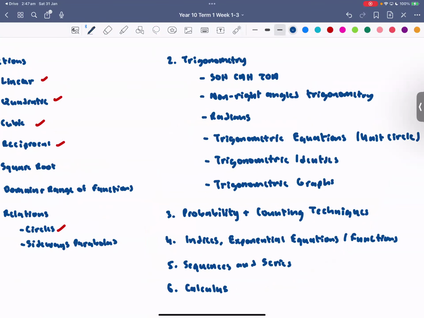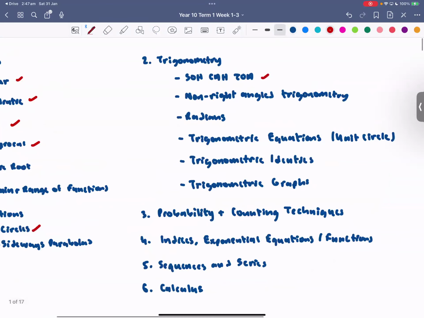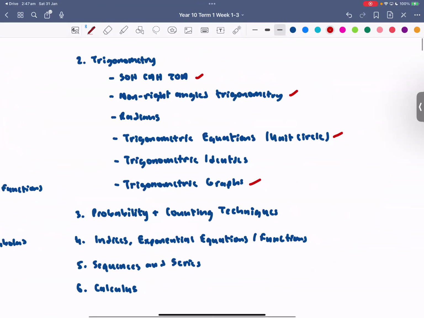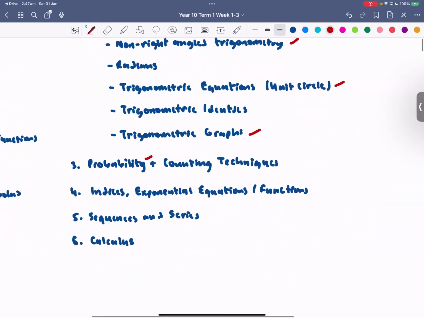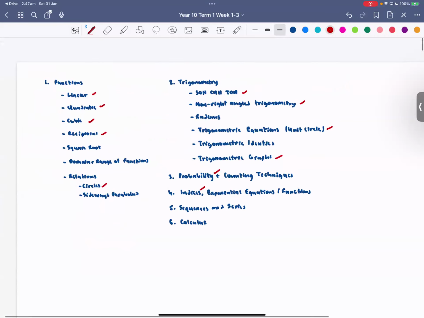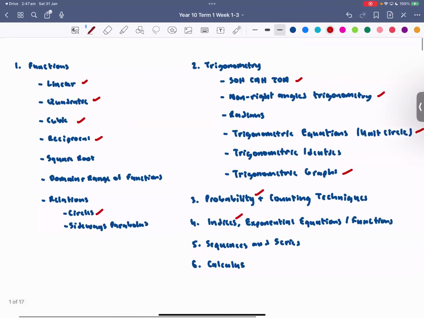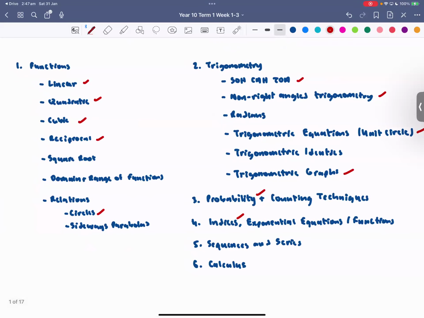All right. Every school does SOHCAHTOA in year 10. Everyone does non-right angle trigonometry. Everyone does trigonometric graphs and trigonometric equations. That's part of a normal year 10 math course. Probability is part of a normal year 10 math course, not counting techniques, but probabilities. Indices is part of a normal year 10 math course. So what I've ticked in red is part of a normal school's year 10 math course.